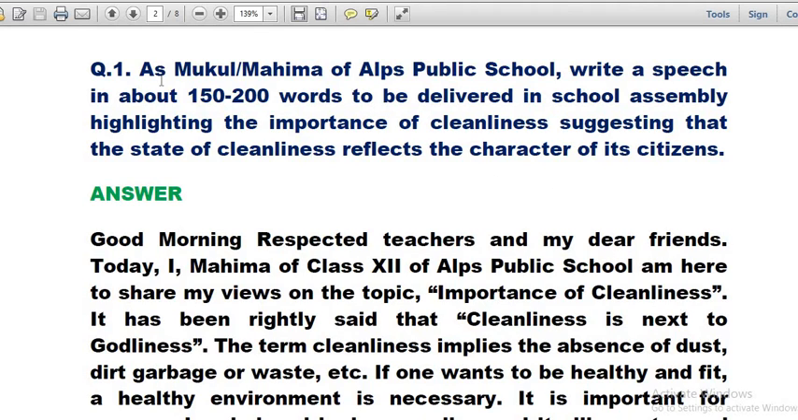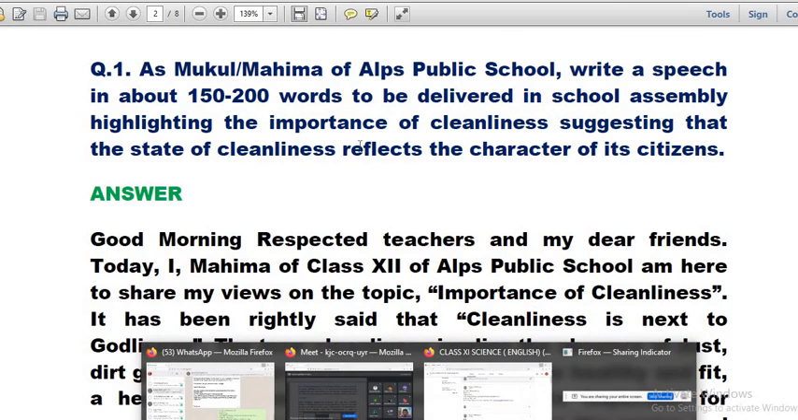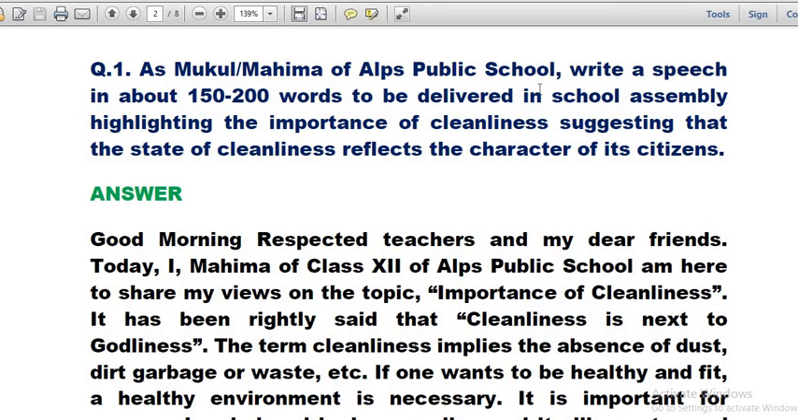See, it is written as Mukul or Mahima of Alps Public School. Now, the name of the school may change, but remember the format and how you have to write. Those things you have to follow very cautiously. So see the question, a typical CBSE question: as Mukul or Mahima of Alps Public School, write a speech in about 150 to 200 words to be delivered in school assembly, highlighting the importance of cleanliness, suggesting that the state of cleanliness reflects the character of its citizens.